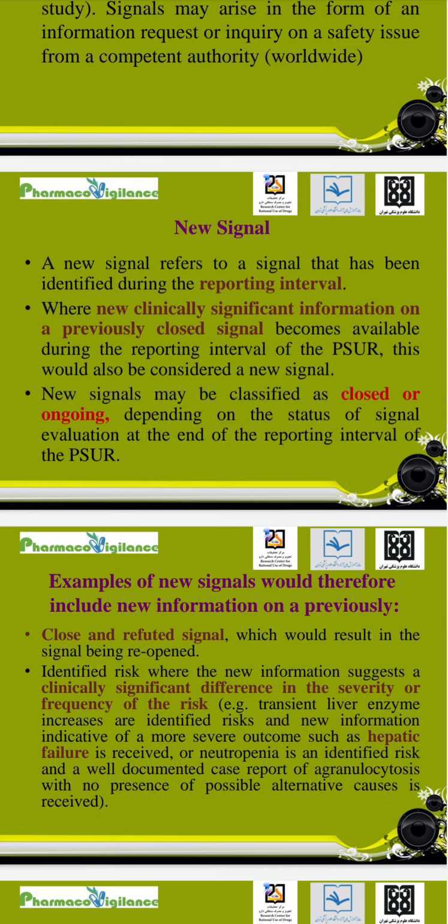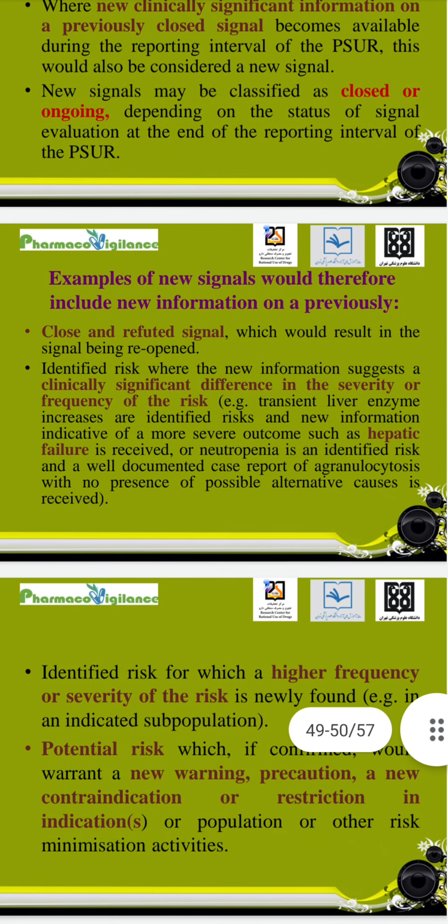Examples of new signals would therefore include new information on a previously closed and refuted signal. Closed and refuted signal, I don't know, refuted or refused, which would result in the signal being reopened.